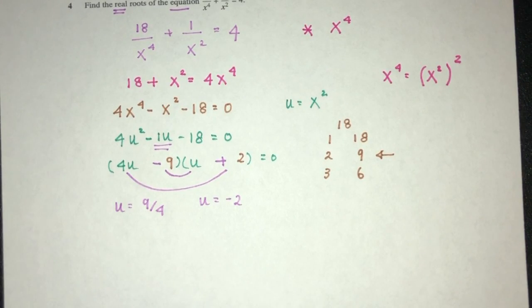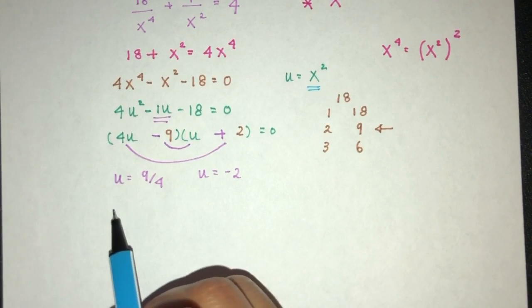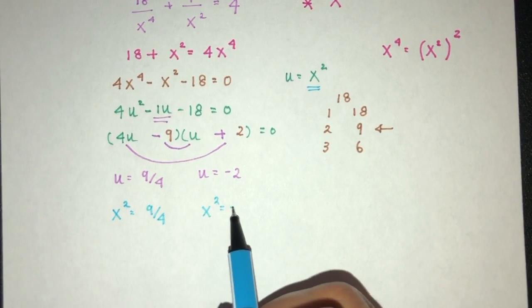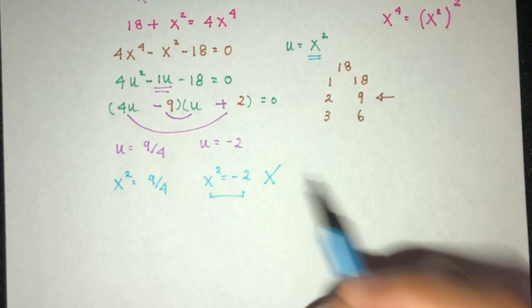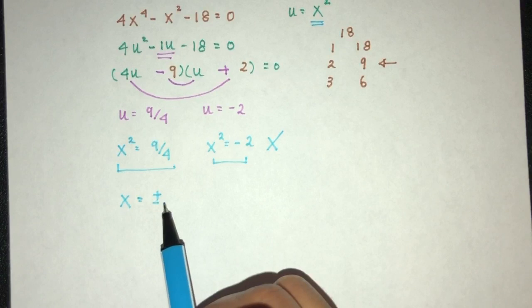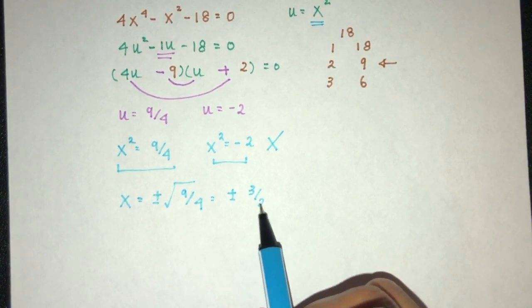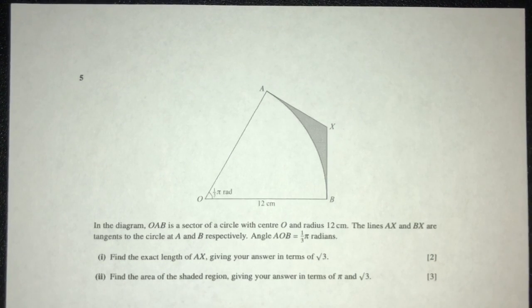But now again, we're not trying to find the value of u, we're trying to find the value of x. Replace back, u is actually x squared. X squared have to be 9 over 4, x squared have to be minus 2. So this will not be possible, at least not the real values, so we will not include this in our answer, only this one. X will have to be plus minus root of 9 over 4, and that should be plus minus 3 over 2. And this will be the two real roots of this equation. I hope that makes sense. Let's move on to the next question.